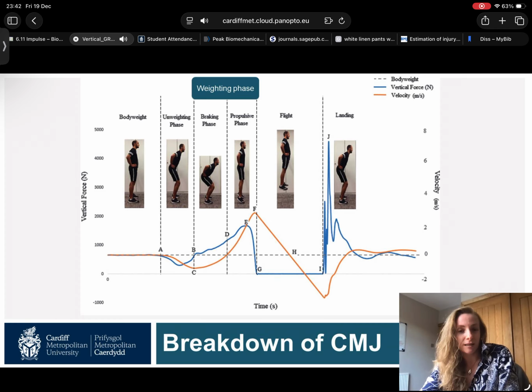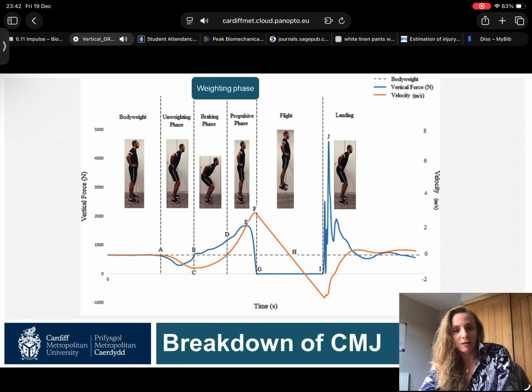Point C is actually the minimum velocity achieved, and that will occur at around the point when the vertical force reaches your body weight line. Point F on the orange line is our peak takeoff velocity, so how much speed we have managed to generate upwards to get off the ground. Point E on the curve is our peak takeoff force, and then on the other side you can see J, which I mentioned before, is our peak landing force.